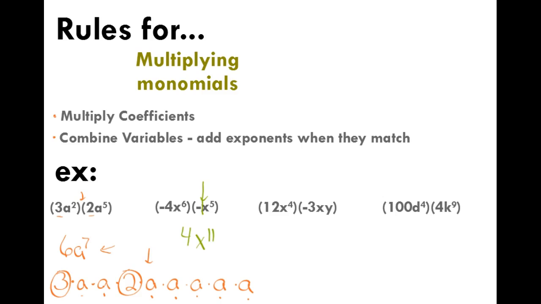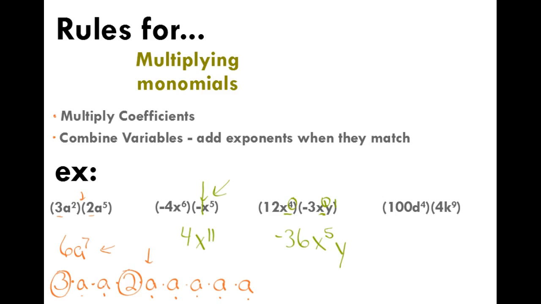Next one, 12 times -3 is -36. This time there are 4 x's here, and now there's no exponent on that x, but there really is. Just like there was a 1 right here, there's a little 1 right there, and there's a little 1 in this y too. So when I'm adding up my x's, I take the 4 from right here and the 1 that's right here, and I get 5. And then there is only one y, so you just drop that y down. It doesn't combine with anything else.